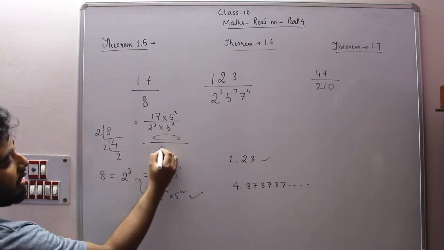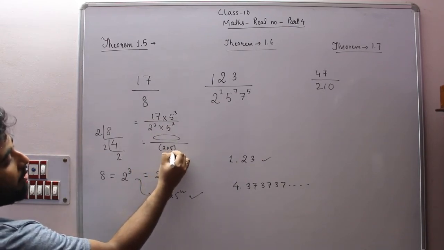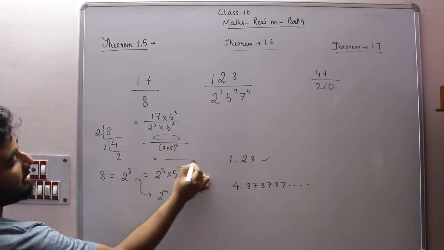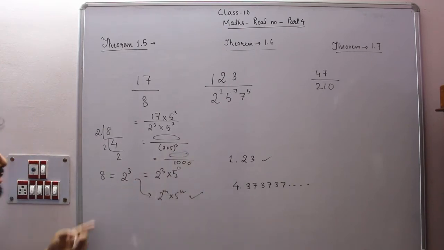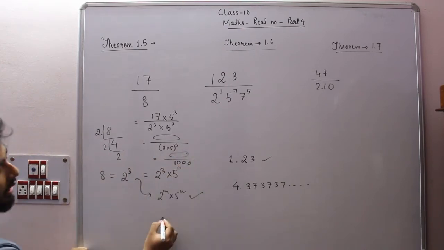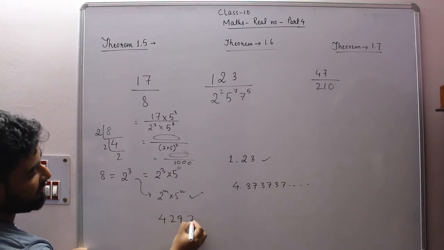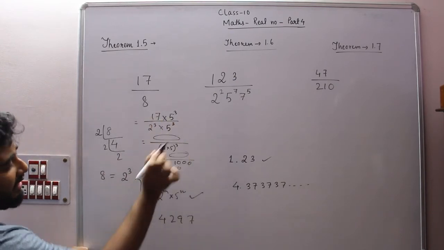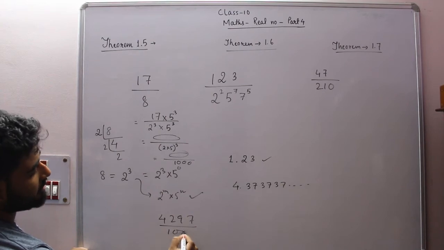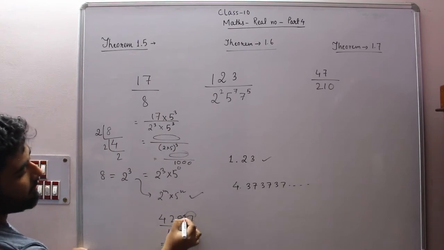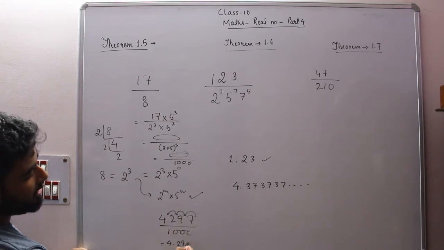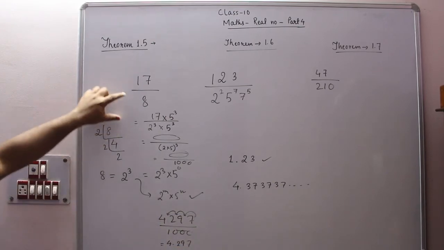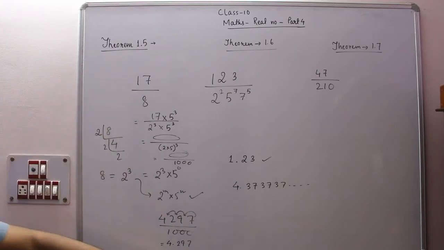Okay? But here what will you write? 2 into 5 whole to the power 3. That makes the denominator 10 to the power 3, that means 1000. So whatever the number, you divide it by 1000. Suppose the number is 4297. I did not multiply, you multiply and find out the answer. When you divide by 1000, the decimal point will come 3 places before. So that makes it 4.297. Okay. So that means this number is a terminating decimal expansion because it ends here.